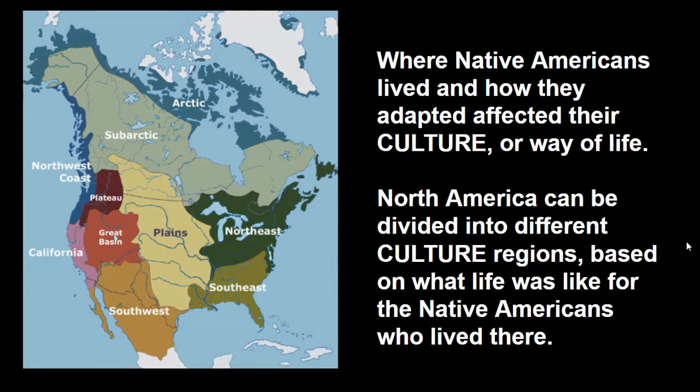A very important concept for this unit is that Native Americans' culture changed depending on where they lived and what their environment was like. So the first thing to understand is that when the Ice Age ended, after these Native Americans had crossed into North America from Asia, the weather warmed up, and over time, North America's environment changed. It changed depending on where you live. So it wasn't just cold everywhere.